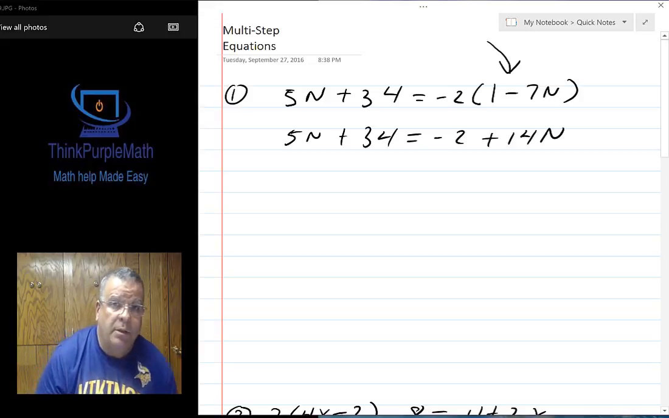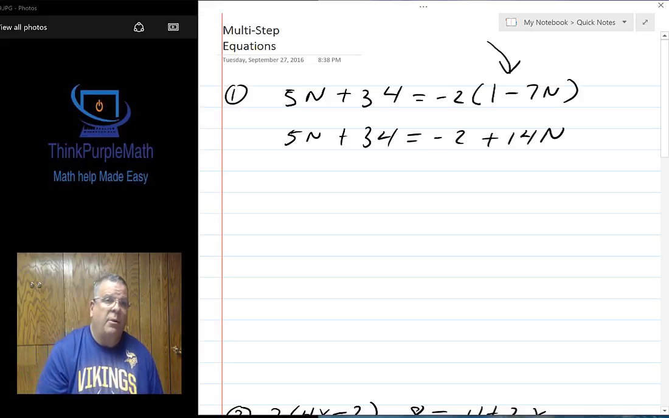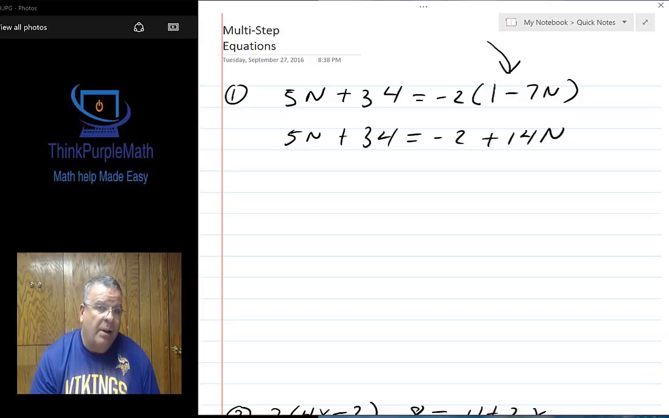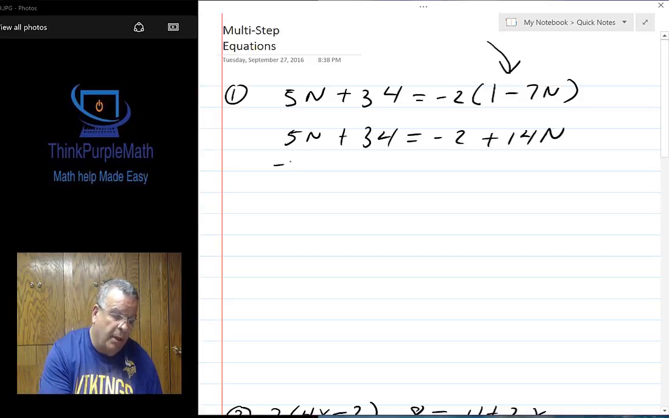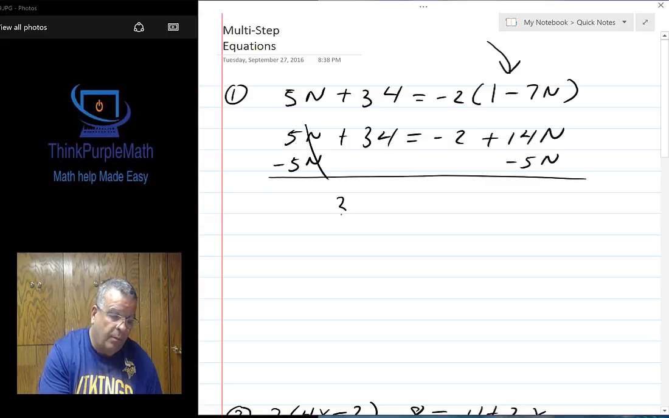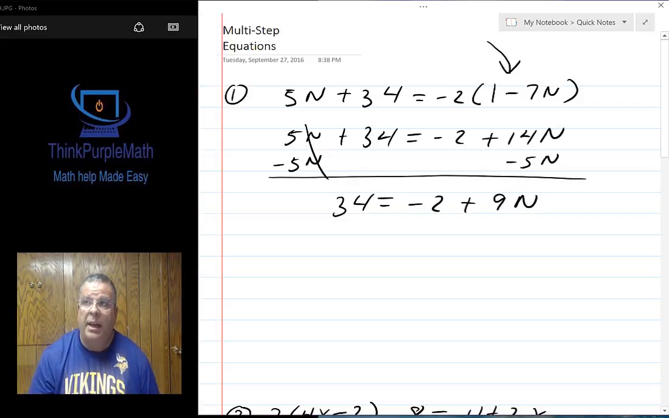Next thing we want to do is to either subtract or add the same variable, or add or subtract the same number on both sides. I'm going to go ahead and get all my variables together, so I'm going to subtract 5n on both sides. And your next result will be 34 is equal to -2 plus 9n.